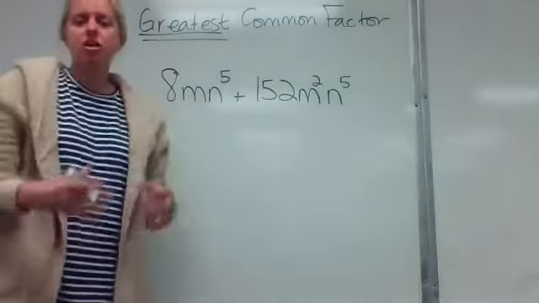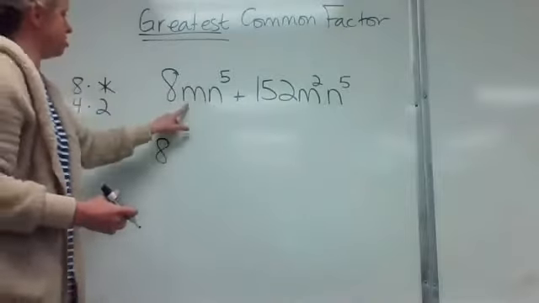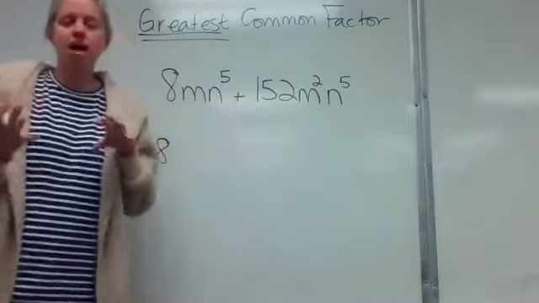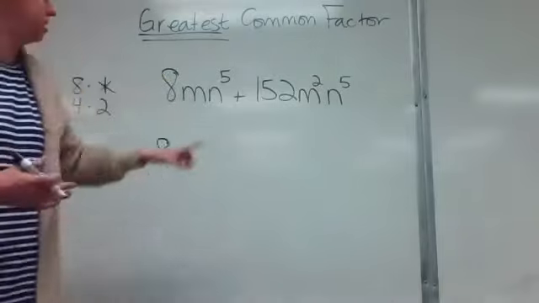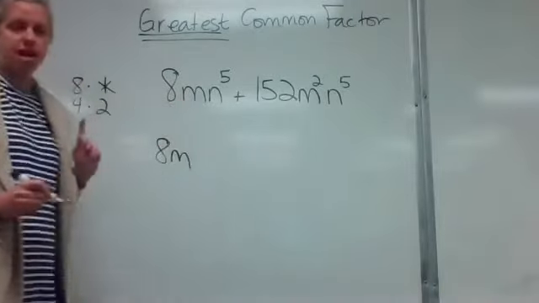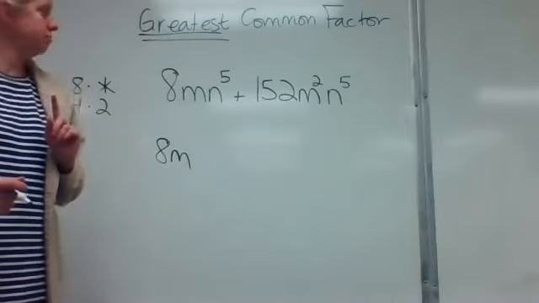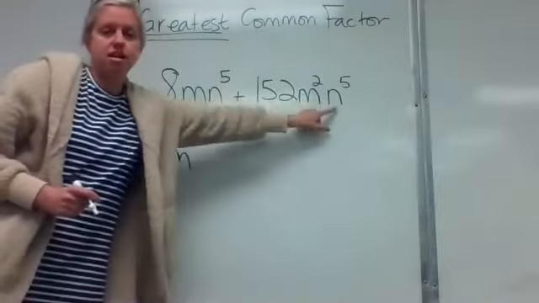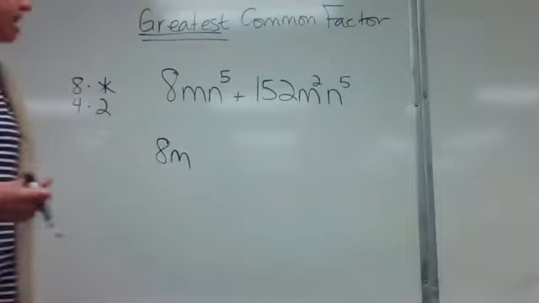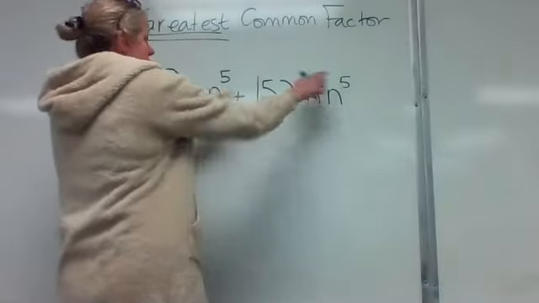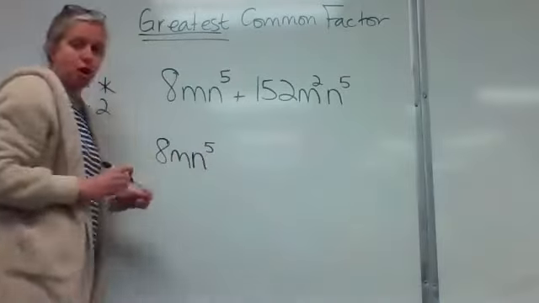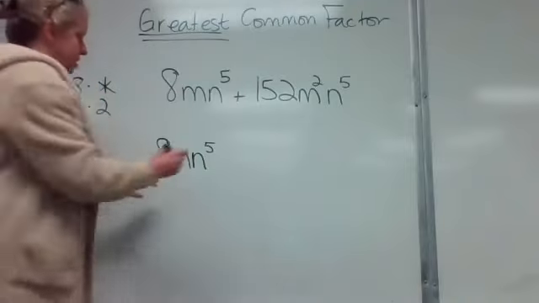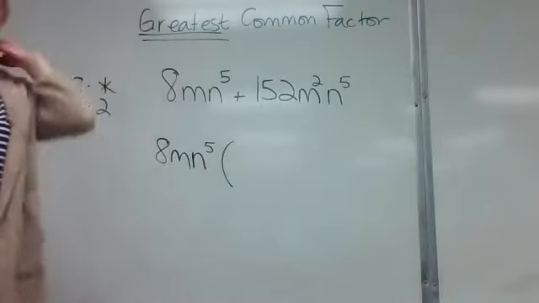Now just do each letter separately. So let's see here. This one just has m. This one has m squared. So between those m's, who has the smallest exponent? Well, the m does. So I can just pull out an m. Looking at your n's. This one has n to the 5th. This one has n to the 5th. So they actually have the same exponent, which means they both have n to the 5th in common. And that's it. Putting in parentheses what is left.